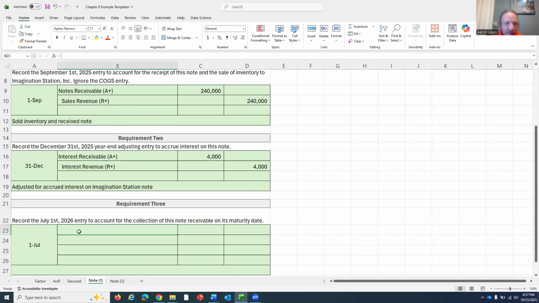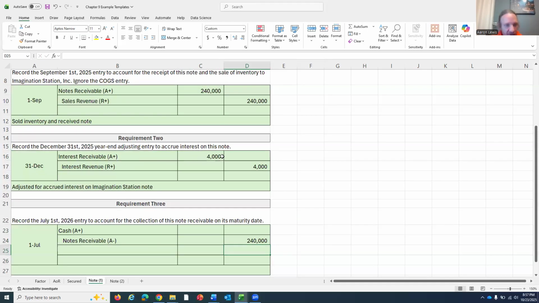for this inventory that we sold so long ago. Well, we're getting paid, so we're going to need a debit to cash to increase our cash account by the amount that we're being paid. And we'll figure that out in a second. How much cash are we getting? Well, firstly, we know that they got to pay us the face value of this note. So we're going to have a credit to notes receivable, taking it off the books because they no longer owe it to us, for whatever that value is, and it's $240,000.